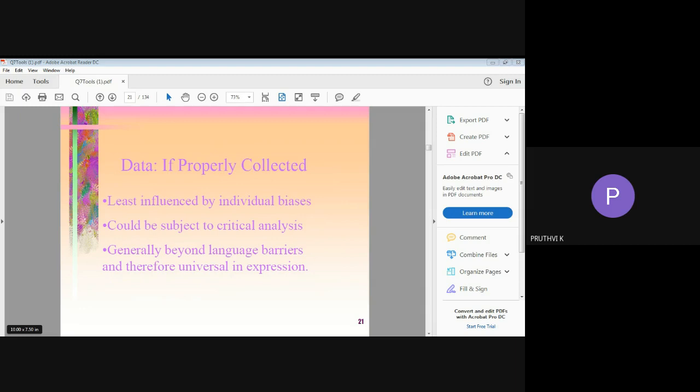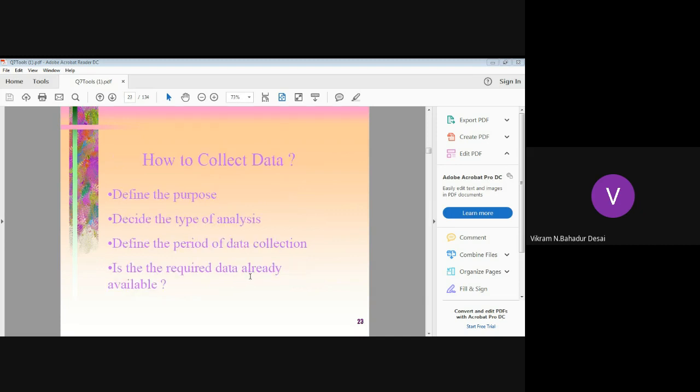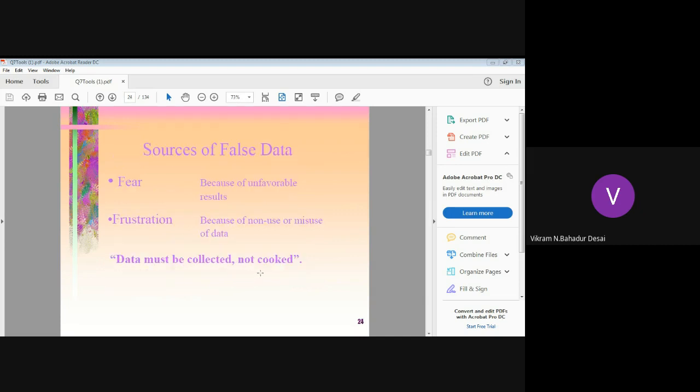Okay. So data gathering is not required. Directly I will move to the 7 which are important. How to collect data.